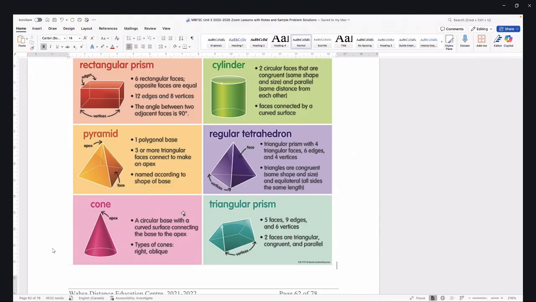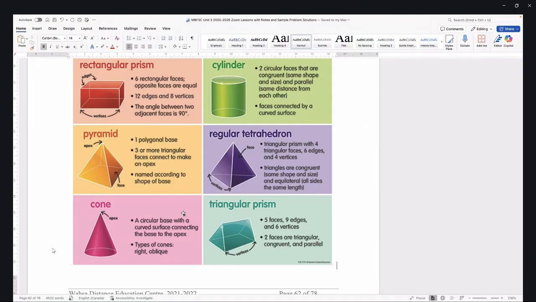And then we have triangular prisms. So a prism, if you think about a Toblerone box, or if you know what a prism looks like, the two ends are going to be triangles, if it's a triangular prism, and then the sides are going to be rectangles. So you've got five faces, nine edges, six vertices. The two triangular faces are going to be congruent and parallel, and then you're going to have three rectangles, and those rectangles will also be congruent.